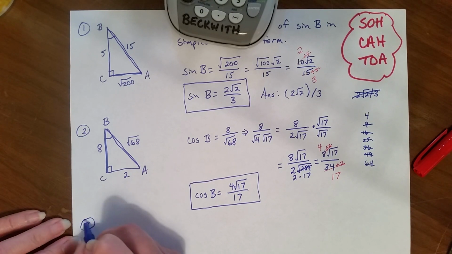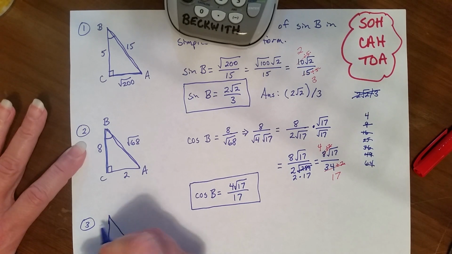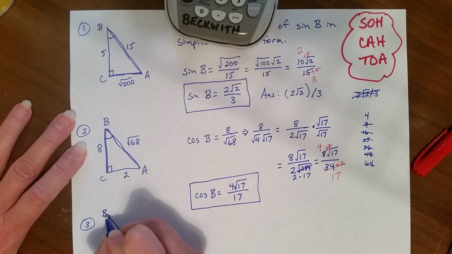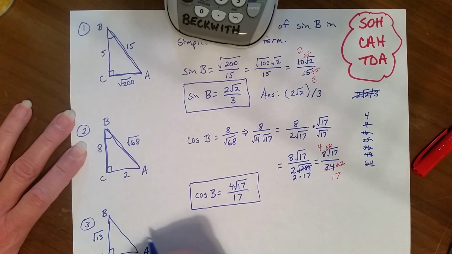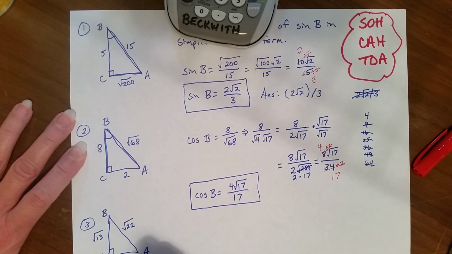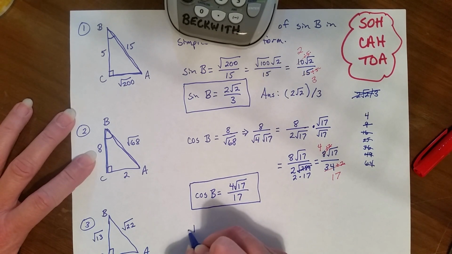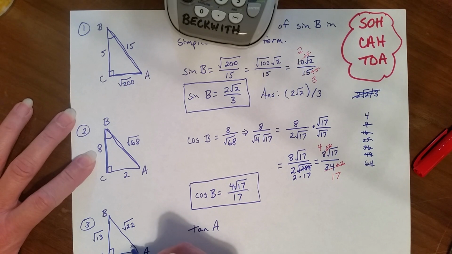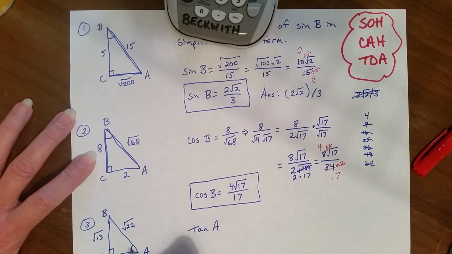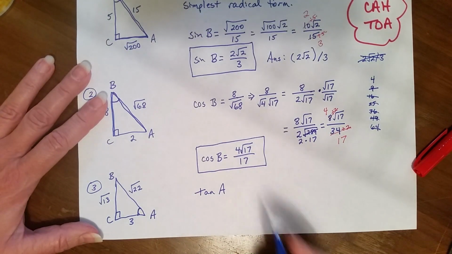Okay, number 3. This is our last one. Again, A, B, and C. BC is the square root of 13. BA is the square root of 22. And over here I have 3. Let's find the tangent of A. Here's angle A. The tangent, remember, is opposite over adjacent. With respect to angle A, I'm going to move this up a little bit. I apologize. There we go.